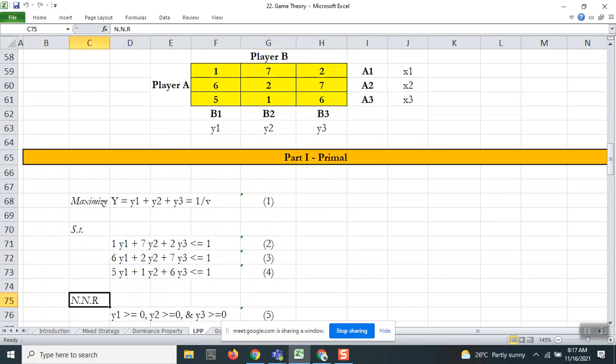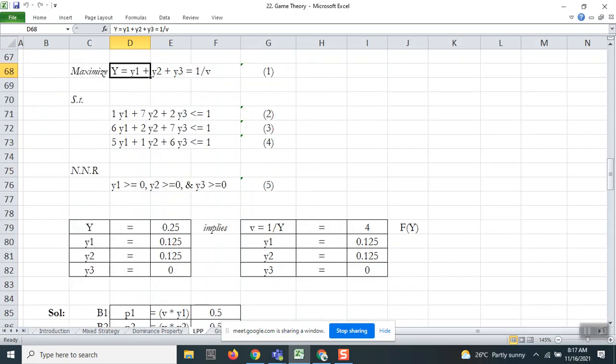These are the structural constraints, and all y1, y2, and y3 are greater than or equal to 0. So that is the non-negativity restriction. This is what we generally do in a linear programming problem. But in addition to that, the objective function y equals y1 plus y2 plus y3 equals 1 by v. So we'll talk about this a little later. 1 by v is the value of the game. To solve this problem we use linear programming, or the simplex method, in fact.